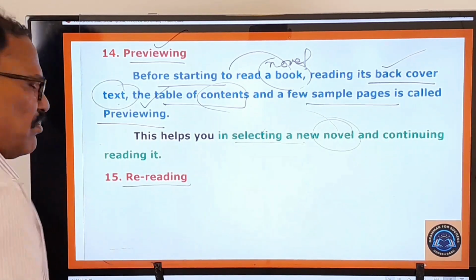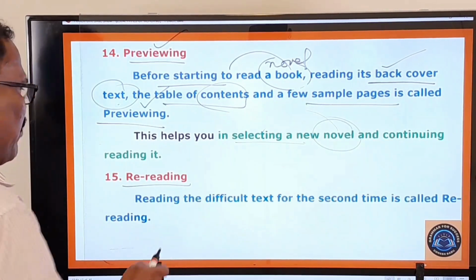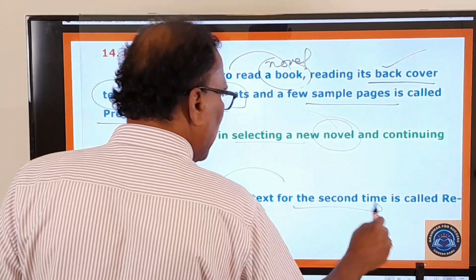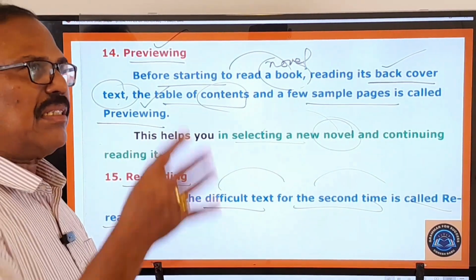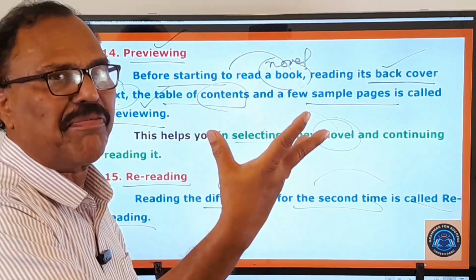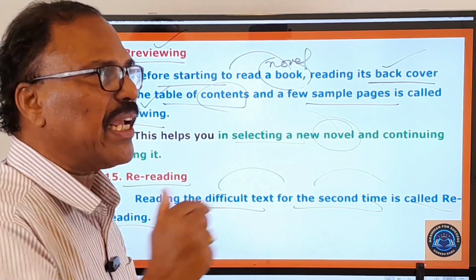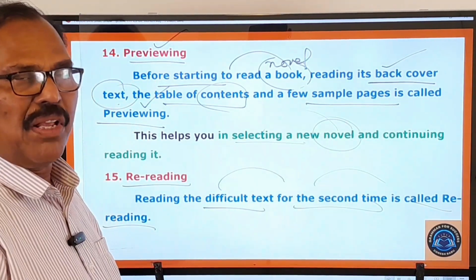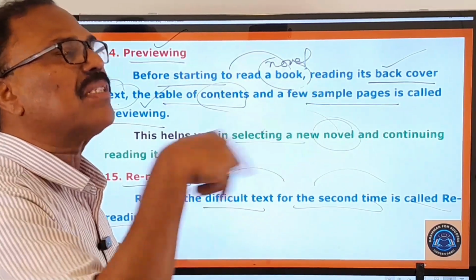Rereading is there. Rereading, the title itself tells you the meaning of that. Reading the difficult text for the second time is called rereading. See, generally what happens, so certain texts will be somewhat difficult, somewhat tough for understanding. So therefore, you give second reading to that passage. So that second reading, reading something again is called rereading.